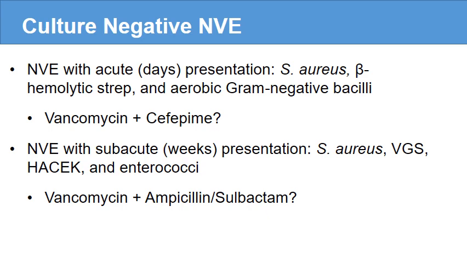If the patient has a native valve endocarditis and they have a longer presentation, now you may suspect things like enterococci or some of the HACEK organisms, and so perhaps using something like ampicillin-sulbactam with vancomycin may be a better option. But again, this is just a tentative recommendation. It is not based on strong evidence.